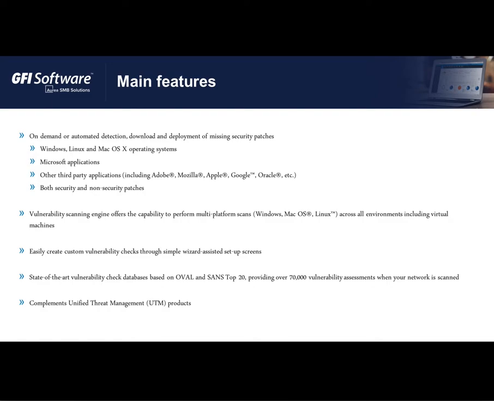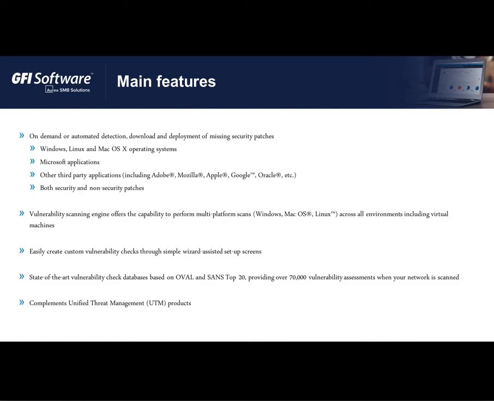As for vulnerability checks and vulnerability assessments, LanGuard can target Windows, Linux, and Mac OS systems across all environments, including virtual machines. LanGuard can also query for vulnerabilities present in network switches, firewalls, and other network devices. Again, the full list of supported devices is available on our website. The vulnerability scans are based on published standard definitions, databases like OVAL and SANS Top 20. Today, LanGuard's ever-growing database now contains over 70,000 different vulnerability checks.